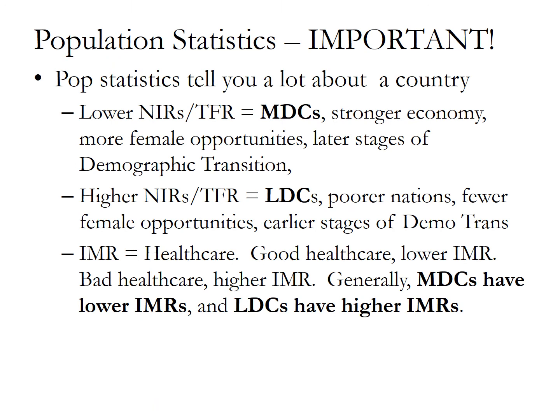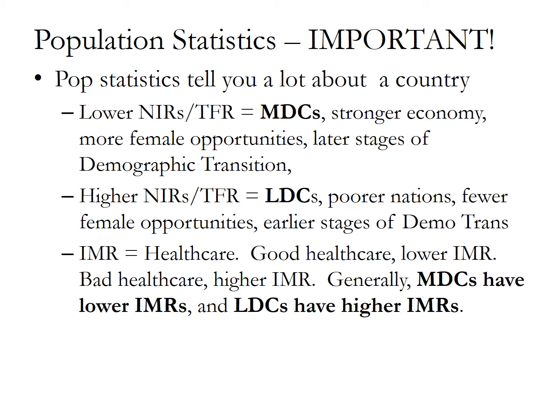So what you really want to understand, and what I mentioned earlier, is how to use these population statistics to identify countries as MDCs, LDCs, or where they fall in between, right? So if you have a country that has lower rates of NIR, lower rates of total fertility rate, we're talking closer to that 2.1 number, that replacement rate, generally we can say those are more developed countries. They have a stronger economy. There's more opportunities for females because they're not staying at home and just having kids. They're going out and they're part of the workforce.